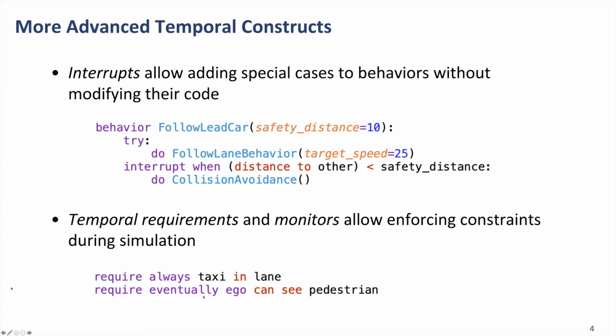We can do something similar here, for instance, to say that at some point, the ego must be able to see the pedestrian. Otherwise, we don't care about this simulation. And in general, there's actually a syntax for defining arbitrary monitors, not just this simple kind of always or eventually properties.